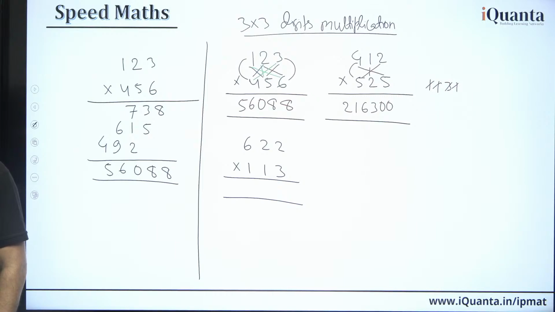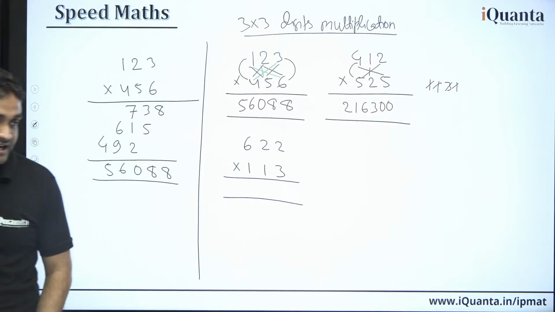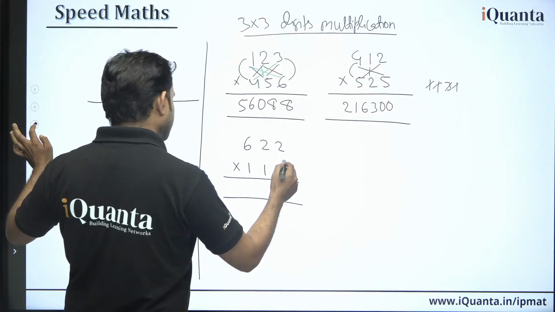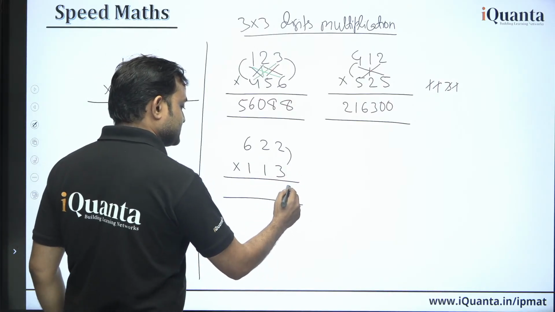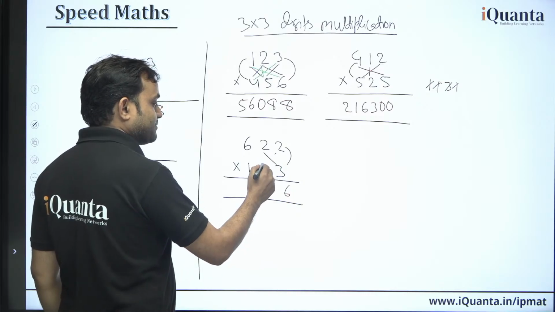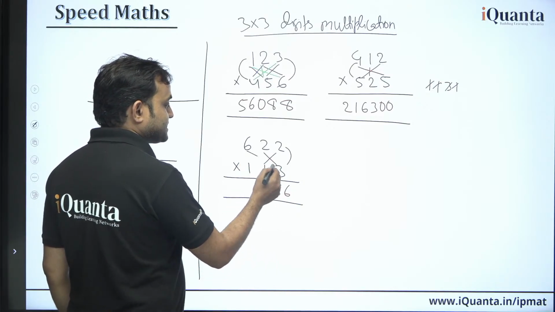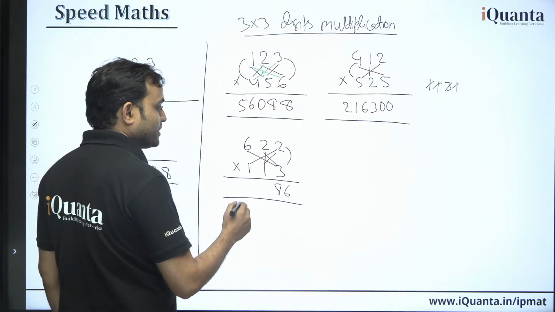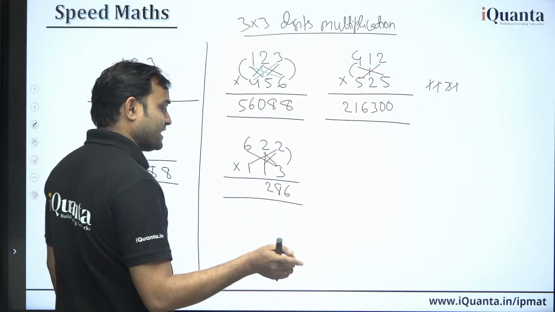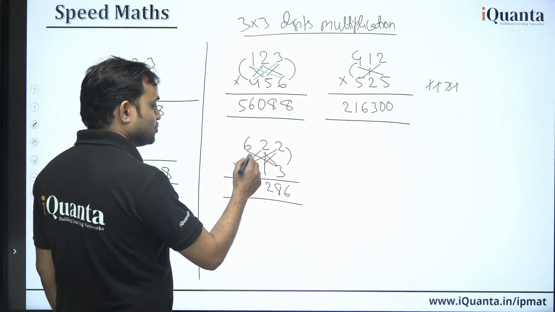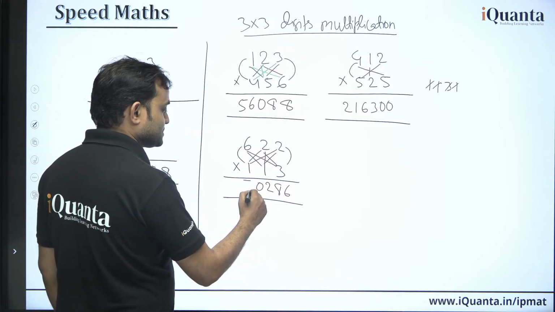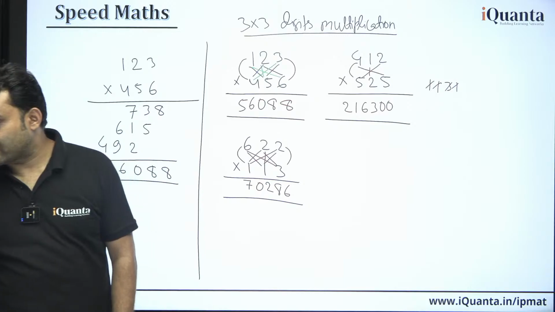Prosthetic is saying 70286. Okay, let's check it. 2 into 3 is 6. 2 into 3 is 6 again, plus 2 is 8. 6 into 3 is 18. 2 into 1 is 2. 18 plus 2, 20 plus 2, 22. Carried forward 2. 2 plus 6, 8 plus 2, 10. 6 into 1... 70286. This is your answer, right?